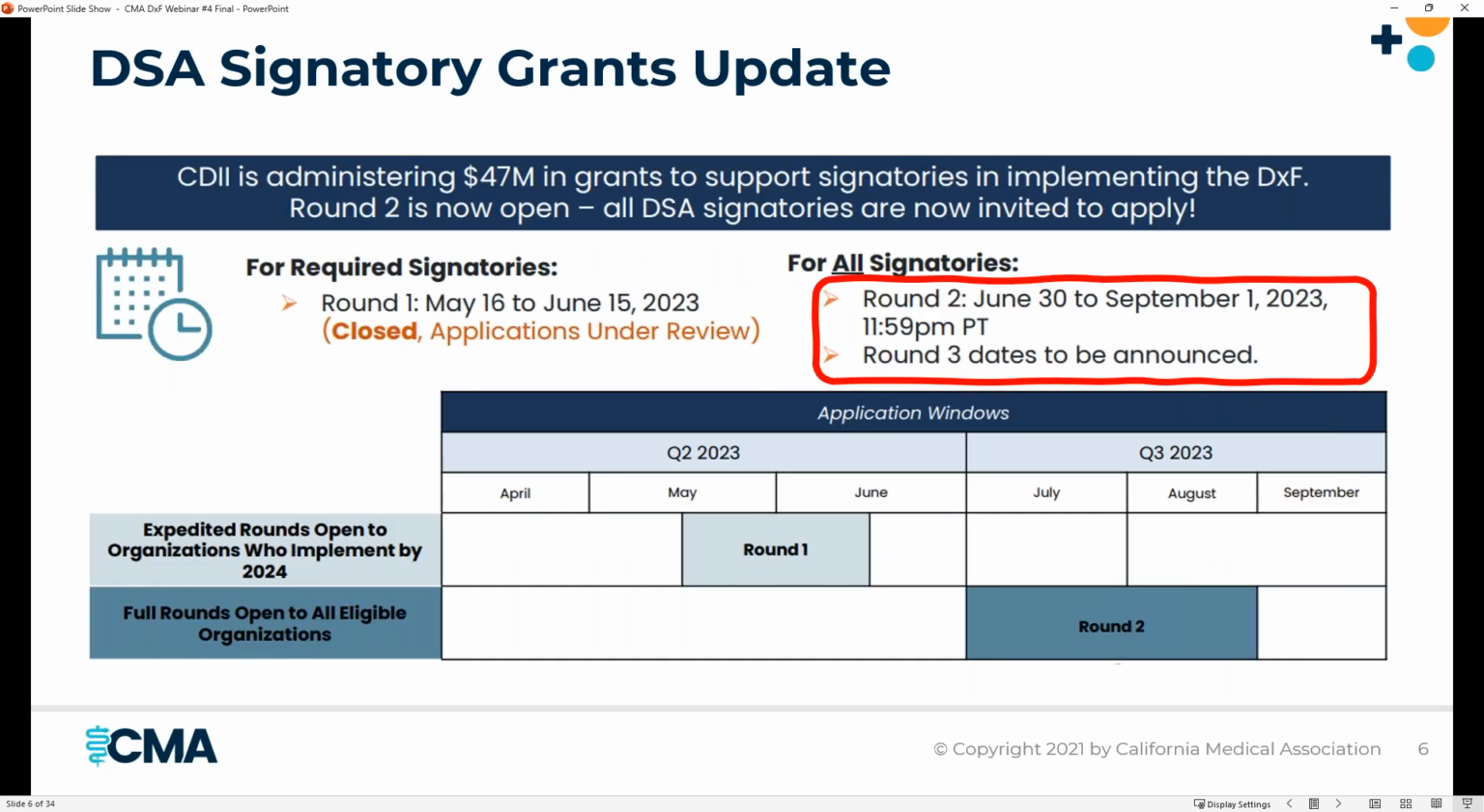Definitely cannot leave out the plug for the signatory grants. It is round 2, and the deadline of September 1st is fast approaching. This is the second of 3 rounds of grants for DSA signatories. For individual practices, there is up to $50,000 to help you sign up for an HIE or other integrations like lab, for those who may already be sharing data but want to add more data sources. That is also part of the scope. And of course, training and development for your staff is also included. Please take a look at the application information, and we'll keep you updated on round 3, but get the application going and get the dollars you need to invest in your practice.